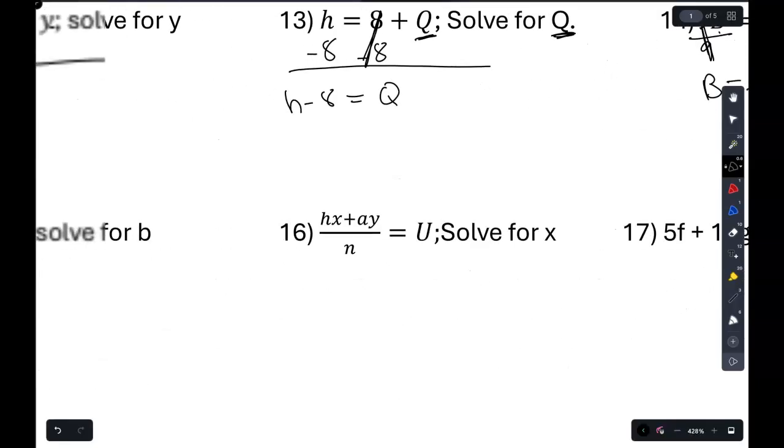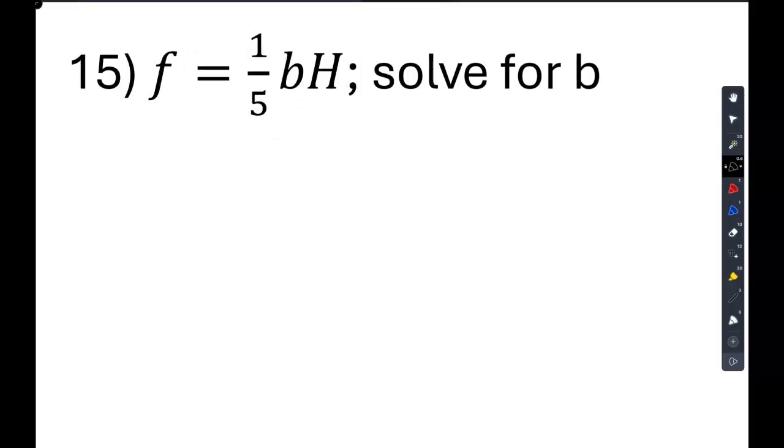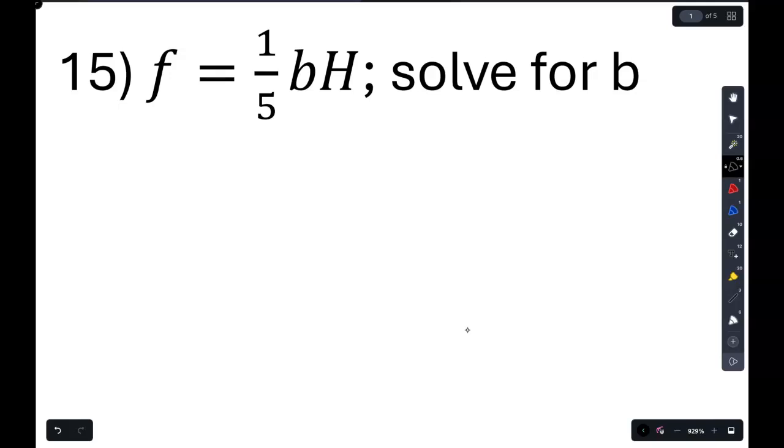All right, let's take a look at 15. This looks like an actual formula here, but here we want to solve for b. I'm going to do this in a few steps. We want to solve for b, and I've got the fraction, which is being multiplied, and h, which is being multiplied, right? So I'm going to do each one individually so that way it's clear. You could do them together, but I'm going to do each one individually.